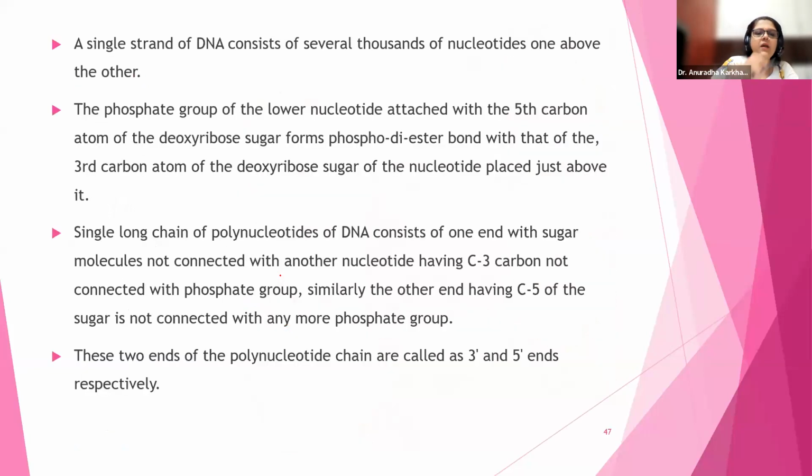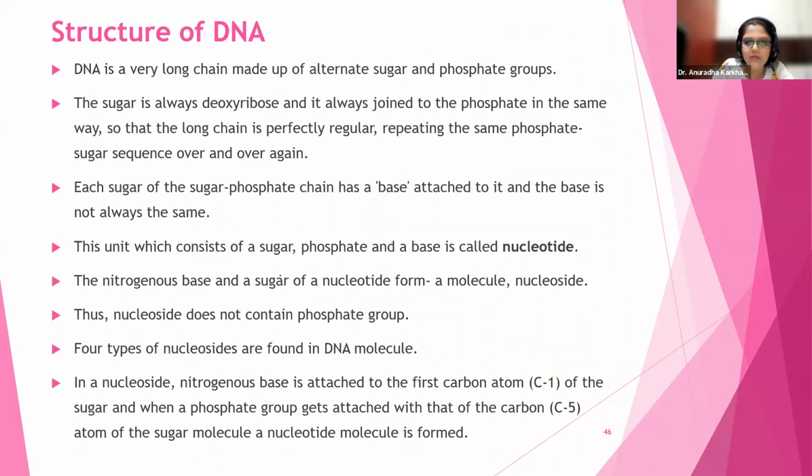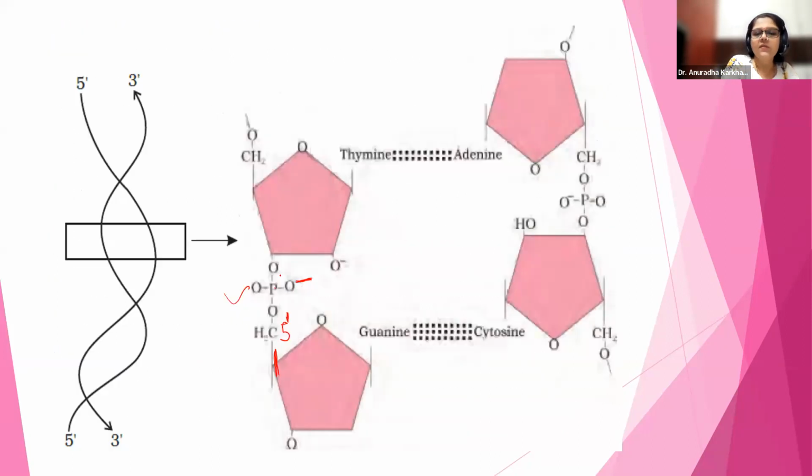The phosphate group of the lower nucleotide is attached to the 5th atom of the deoxyribose sugar to form a phosphodiester bond with that of the 3rd carbon of the deoxyribose sugar of the nucleotide just placed above. So you can see over here, this is the 3 prime end. Correct? So from one side the phosphate is attached with the 5th carbon of the lower sugar. On the other side this phosphate is attached to the 3 prime of the higher sugar.